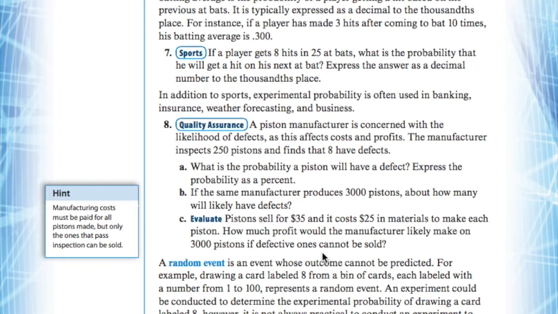How much would it cost to make all the pistons? You take $25 times 3,000. That's $75,000 to make those materials. How many of those were defective? We calculated that it was 96 that were defective. How many pistons are not defective? Well, how do I figure that out? If I made 3,000 and 96 were defective, if I subtracted that value, I would get 2,904 pistons that are good.